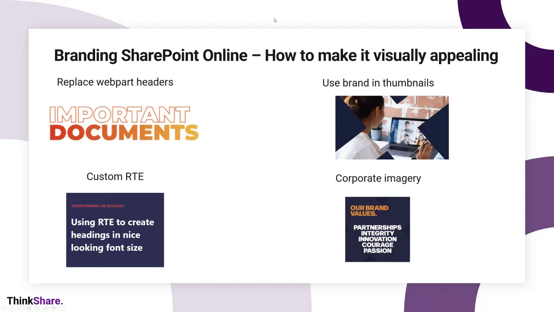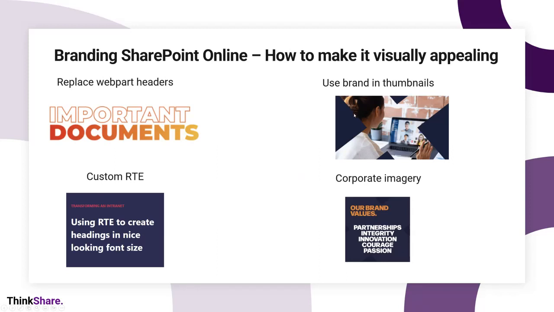So just to give you an idea about how you can make a SharePoint intranet look more appealing, we've worked with some of our customers to use some of the following imagery. So things like replacing web part headers. As I just mentioned, you can't change the size or the font of headers. So what some of our customers actually do is create their own headers, and they just add those above the existing web parts and turn off the titles for the web parts.